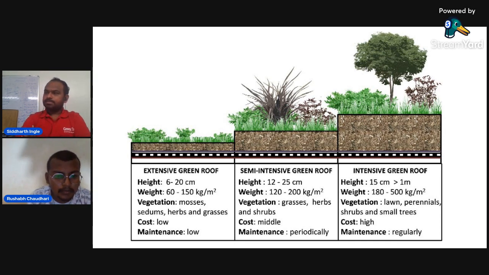Now, as the growing medium changes, the vegetation also changes. If we have a shallower substratum, we can grow herbs, grasses, this kind of thing. As the substratum becomes higher in weight, we can grow shrubs and small trees too, as it affords plants the ability to develop an extensive root system. Obviously, as we increase the materials, the cost is also higher in intensive green roofs compared to extensive green roofs. So these are some basic categories of green roofs.